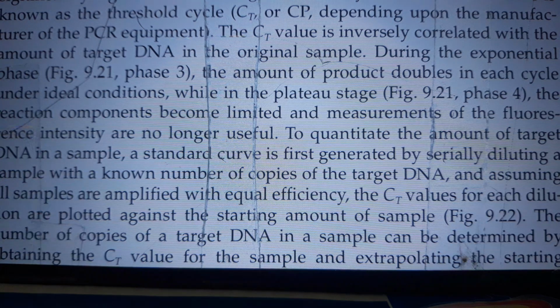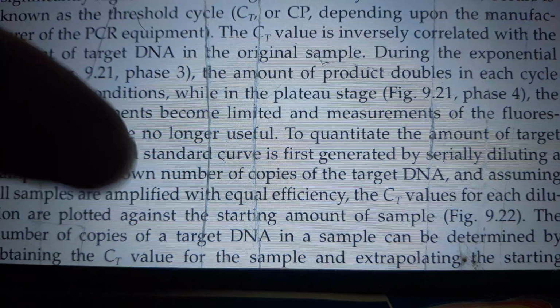During the exponential phase, the amount of product doubles in each cycle under ideal conditions, while in the plateau stage, the reaction components become limited and measurements of the fluorescence intensity are no longer useful.